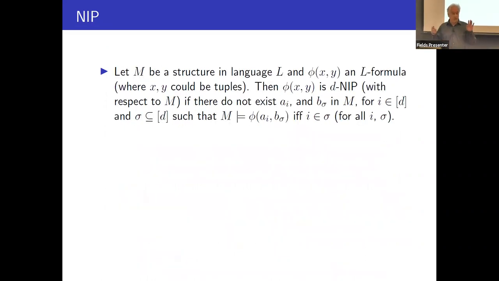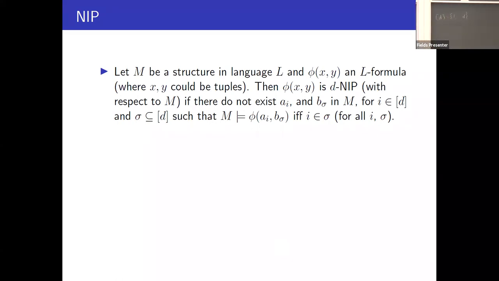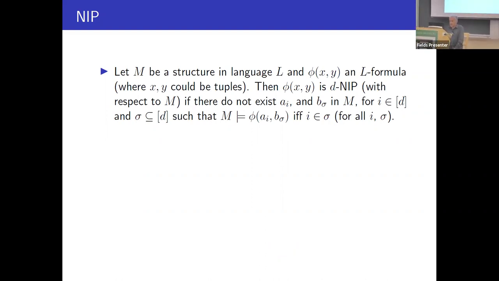So let's just recall definitions, which we've given quite a few times in this conference. NIP. So M a structure in language L, phi x y an L formula. X and Y could be tuples. Then the formula phi x y is DNIP with respect to the ambient structure M if there do not exist a_i for i in 1 to D, and b_sigma with sigma ranging over subsets of D, such that the formula phi(a_i, b_sigma) holds if and only if i is in sigma. This is DNIP for a formula.